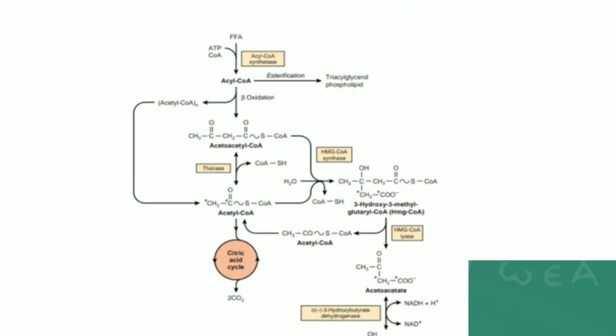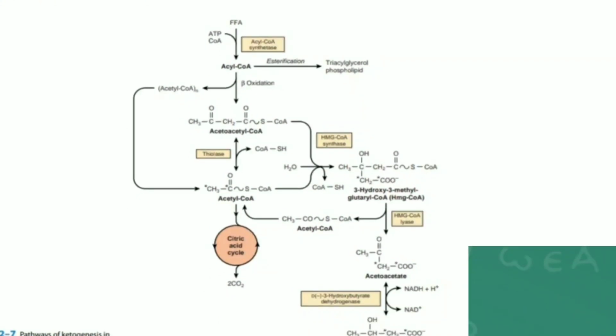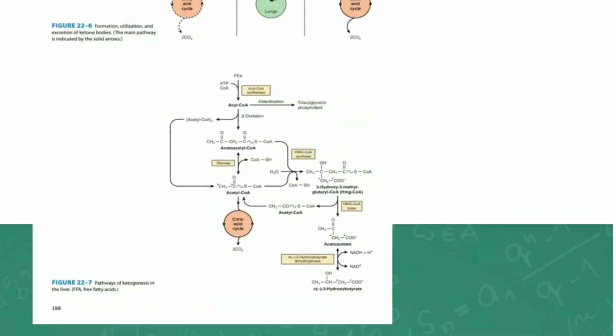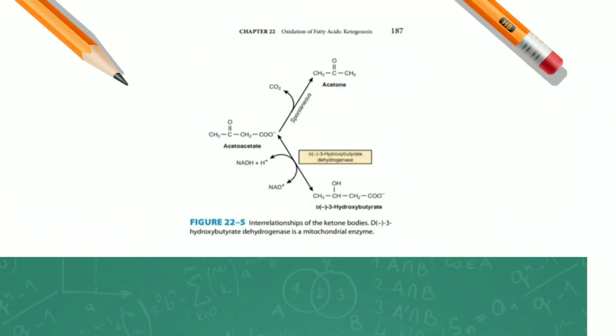HMG CoA is another name for 3-hydroxy 3-methyl glutaryl CoA. Now this HMG CoA will be converted by the enzyme HMG CoA lyase to acetoacetate, and from the acetoacetate there will be formation of 3-hydroxybutyrate. Okay, so these three substrates, acetone, acetoacetate and 3-hydroxybutyrate, are collectively known as the ketone bodies.